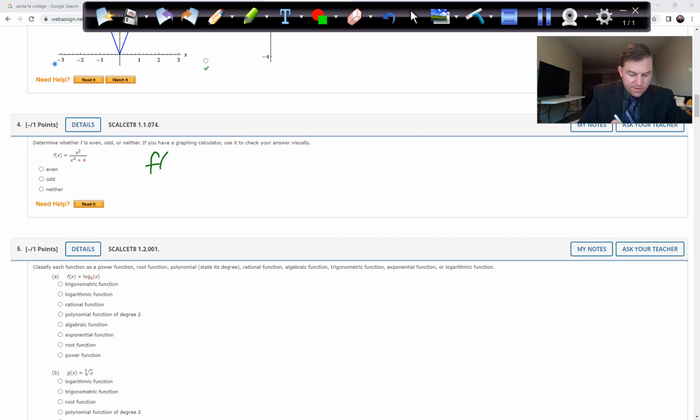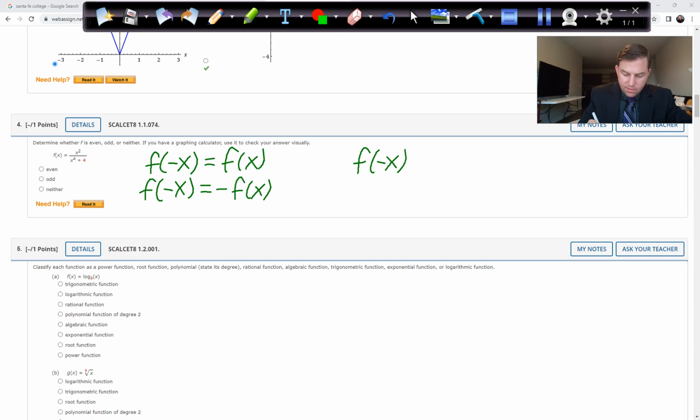f of x is even if you plug in negative x and you get the exact same function out. It is odd if you plug in negative x and you get the complete opposite of the function out. And then neither would be, you don't get either of those. So we plug in negative x for x, and we get, so I'm using this function here. So it's negative x squared over negative x to the fourth plus 4.